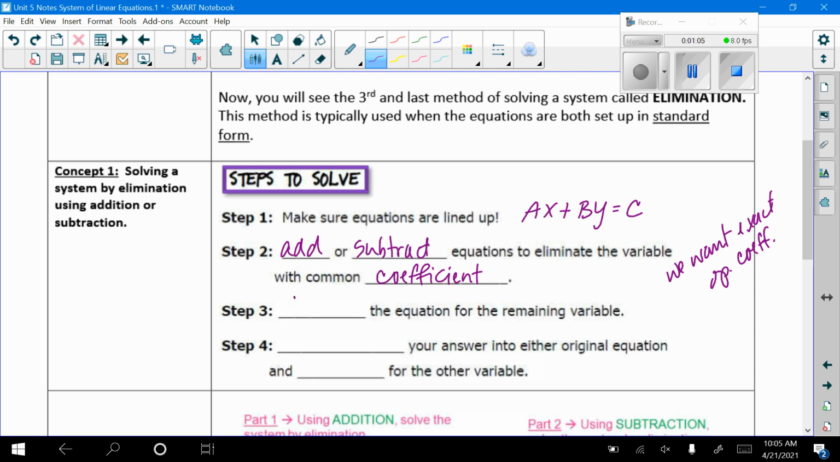Step 3 is we're going to solve the equation for the remaining variable. So after something cancels, you're only going to have one variable. We're going to solve the equation, just like we've solved equations for like ever, it seems like. And then we're going to substitute that answer back into either one of the original equations, and then solve for the other variable. So if this one is x up here, then this one's going to be y. If this one is y, you're going to plug it in and solve for x.